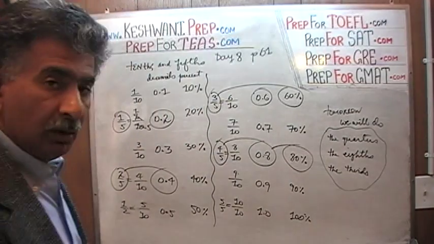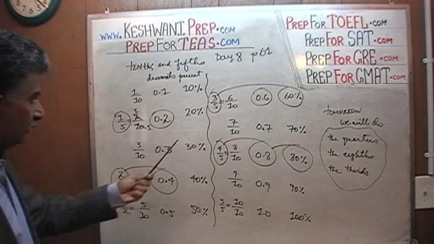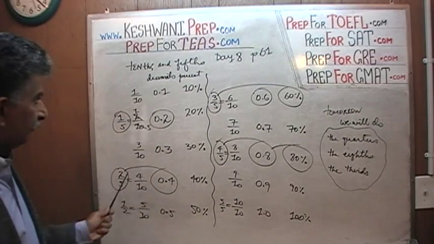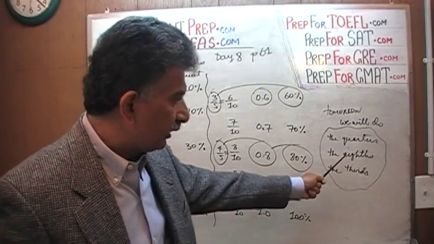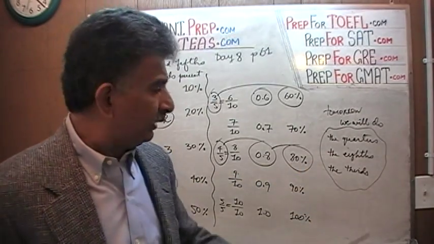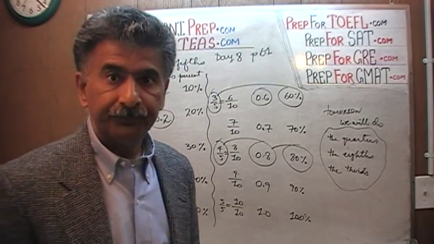You should know 5 concepts. You should know your tenths, you should know your fifths, 1/5, 2/5, 3/5, 4/5, 5/5. You should know your quarters, your eighths, and thirds. The eighths, the quarters, and the thirds we'll do tomorrow. Okay? Bye now.